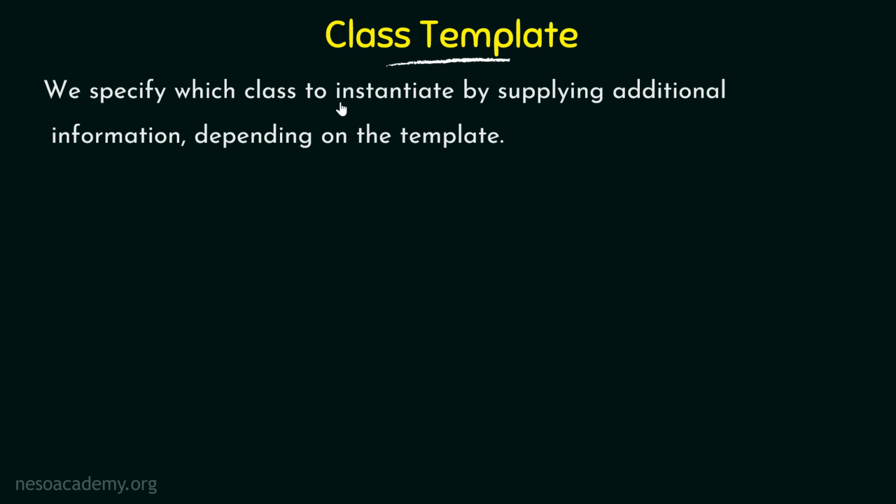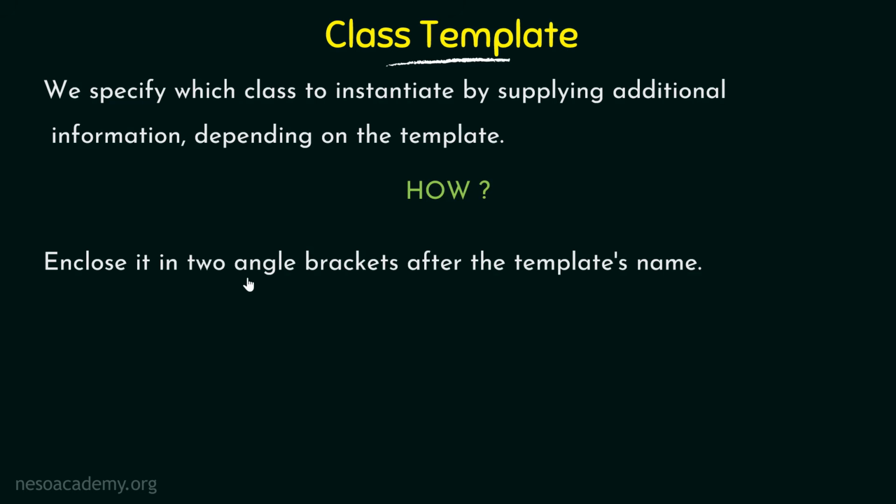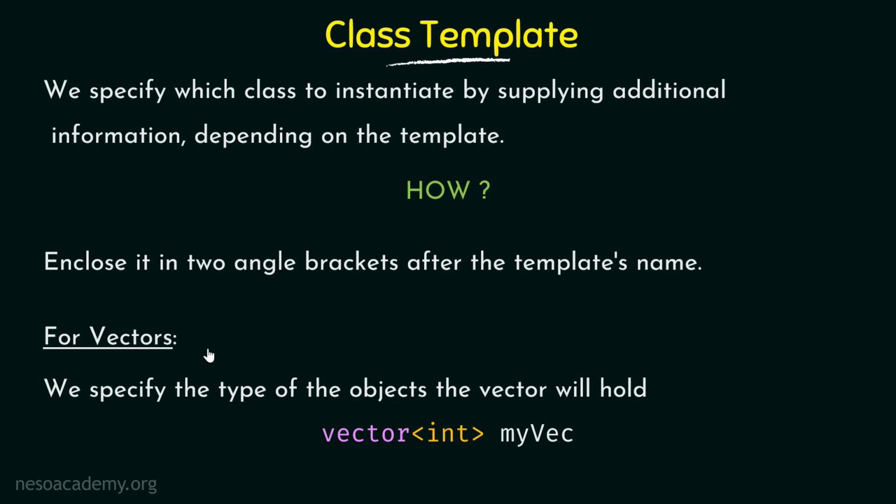We specify which class to instantiate by supplying additional information depending on the template. Let's see what is this additional information that we need to supply. Here we are interested in vectors. So let's see how. We enclose it in two angle brackets after the template's name. Since we are dealing with vectors, let's see how it is done for vectors. For vectors, we specify the type of the objects that the vector will hold like this. We specify the keyword vector, and within angle brackets, we specify the type that it is going to hold, which is integer for this example, and this is the name of the vector, that is myvec.